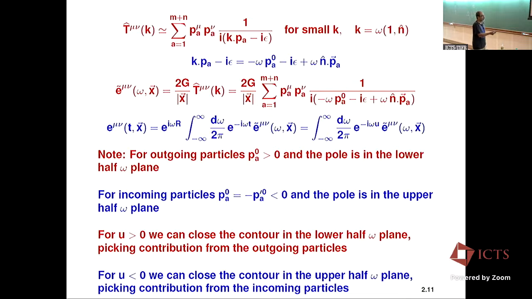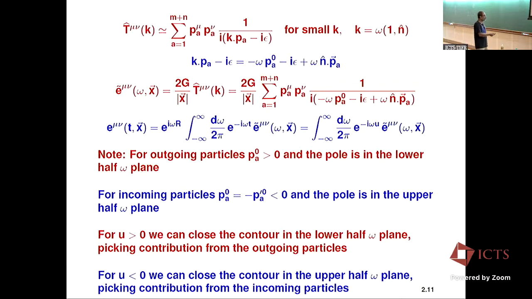So how do we evaluate this integral? Right, we will again use Cauchy's theorem. So for outgoing particles, okay, so this is not Cauchy's theorem, this is just an observation, that for outgoing particles, energy is positive. Right? And so if you look at this expression over here, then in the omega plane, we can see that the pole is in the lower half plane, right? Because PA0 is positive, so the pole is in the lower half plane. And for incoming particles, the energy is negative because PA0 is really minus P prime A0, and so the pole is in the upper half plane.